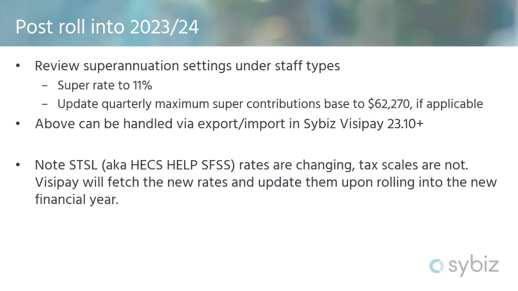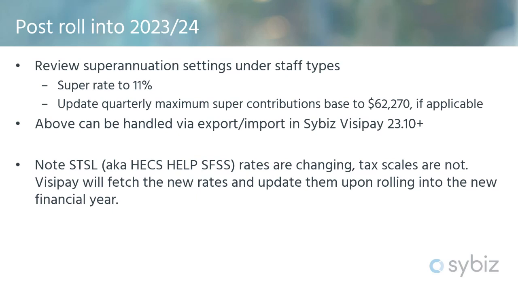And just into the final slide now, once you roll into 2023-24, you need to update your staff types to make some adjustments to superannuation. For a lot of people, that will just be changing the super rate to 11%. But as I said earlier, you may be an employer that chooses to pay above the legislated rate, but still increase by the same 0.5% that is being legislated this year. So that's up to you. You can make those adjustments yourselves.